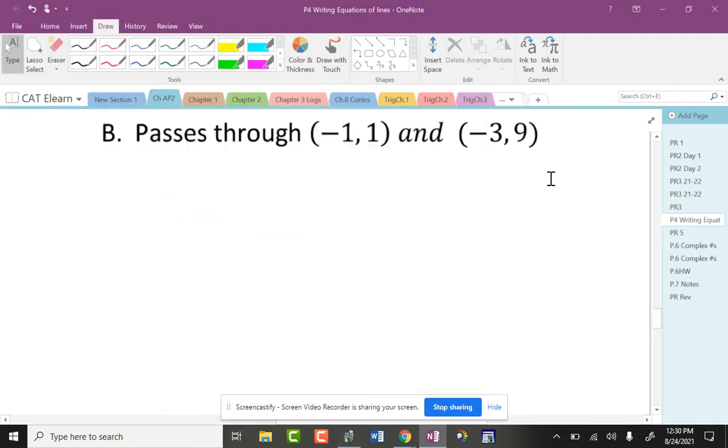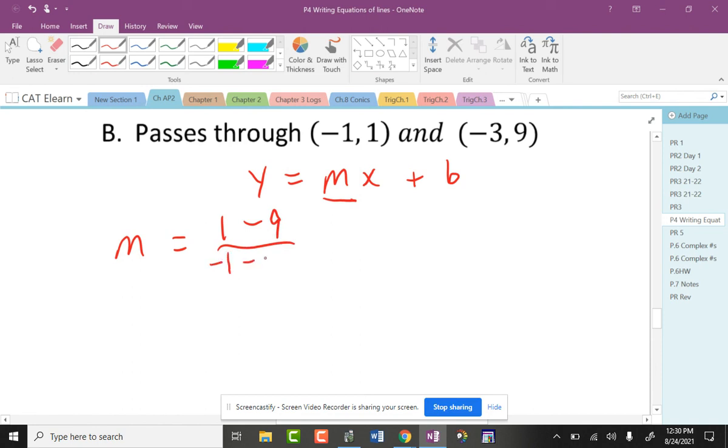Jake, nice. I told you you can't go to standard form. You've got to go to this, but is this good, or do you have to do something else? What am I missing in y equals mx plus b besides b? M. How do I find m? Give me the numbers. 1 minus 9 over negative 1 minus negative 3, right? And then I think this ends up working out, negative 8, meaning not a fraction.